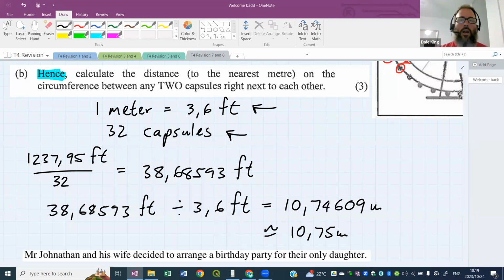I hope you see how we did that. If at any point you're like, what is going on here? Raise your hand or send us a message. Say, sir, please go back there, I didn't understand what you did. So we took the whole circumference. We said there are 32 points on that circumference. They want to know the distance between each one. So we cut that whole circumference up into 32 pieces, and each piece is 38.68 feet, but we want that in meters. So we have to divide by 3.6 feet.